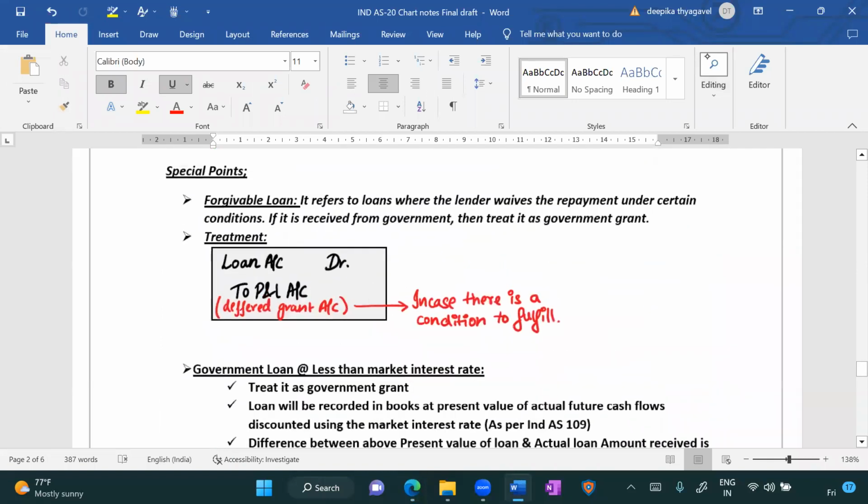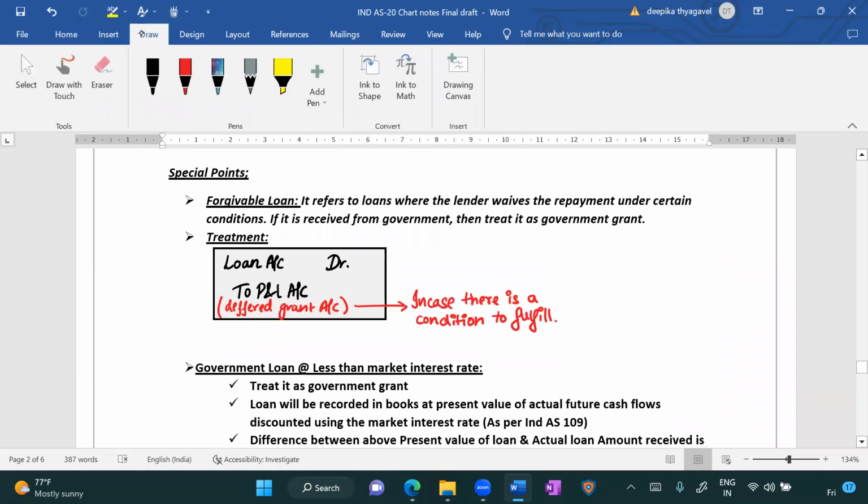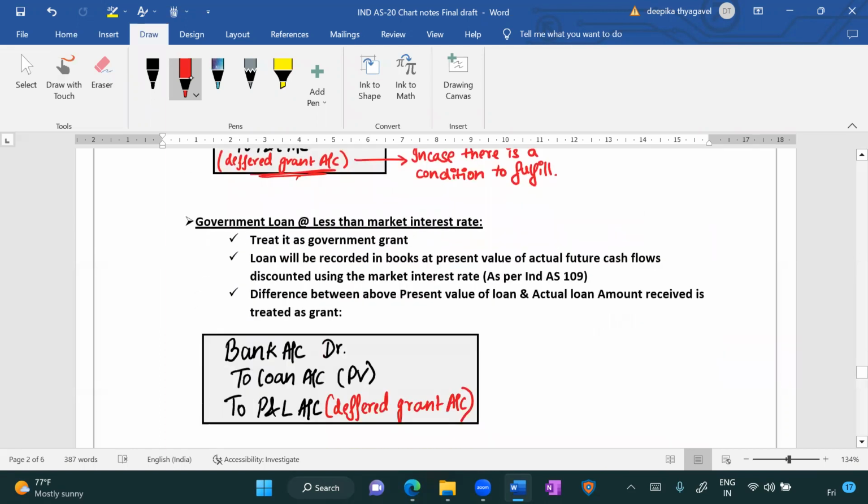So have a look here. What are forgivable loans? They refer to loans where the lender will waive the repayment on certain conditions being fulfilled. If such a forgivable loan is received from the government, it is treated as a government grant. So the entry will be loan to P&L account. You will defer the grant amount that you get until the condition is fulfilled, because in case you don't fulfill it, then it is not a forgivable loan, right? So you will defer the grant.